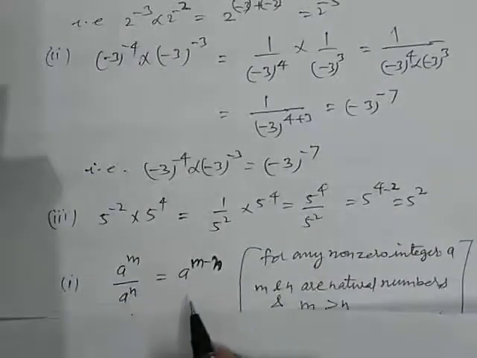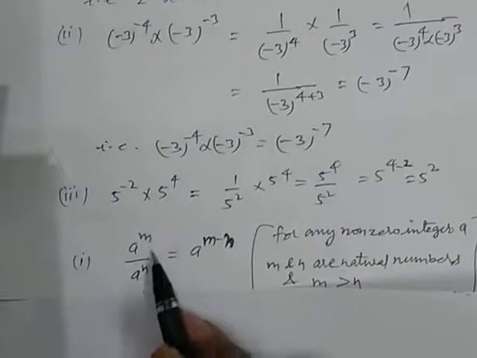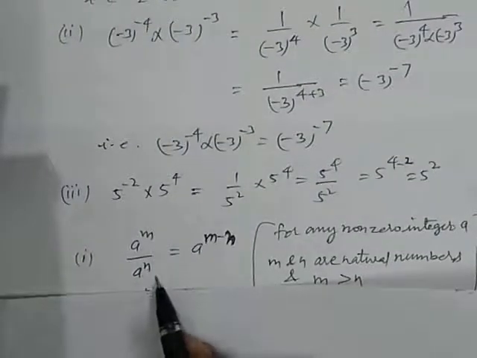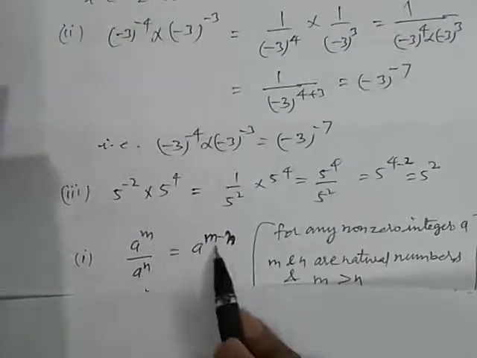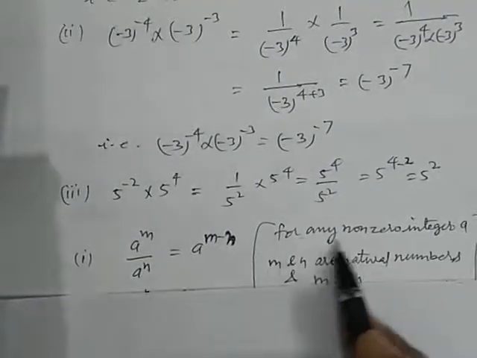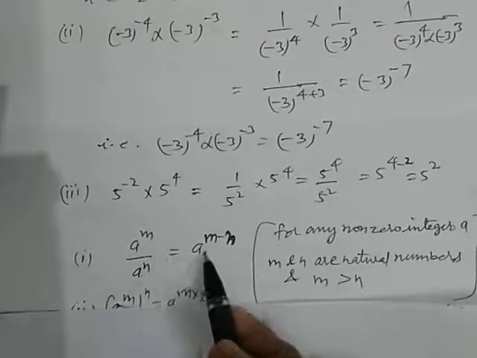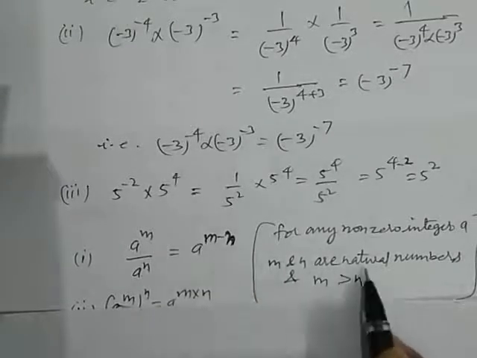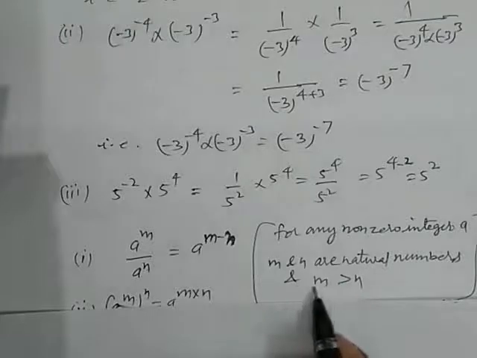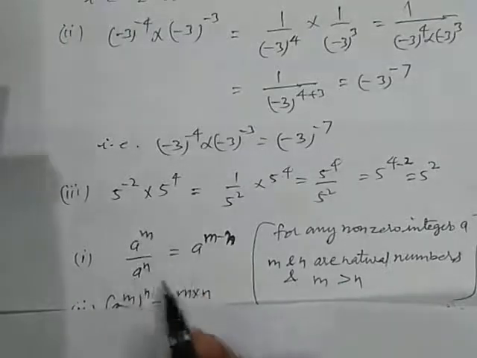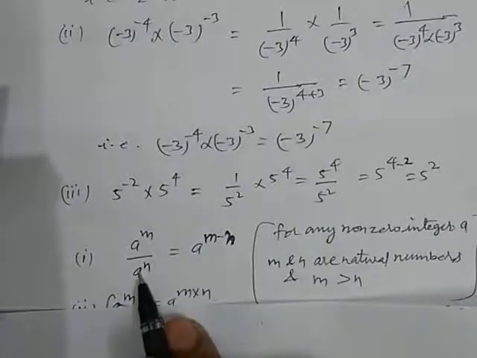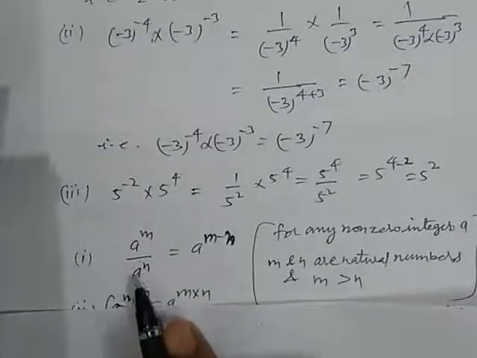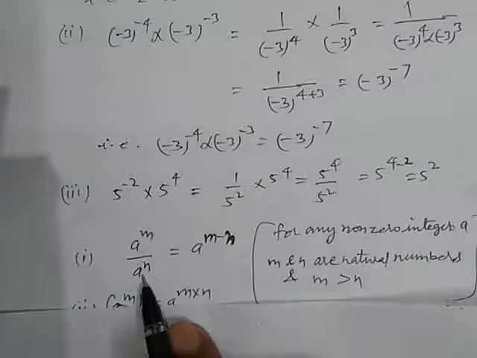Because the formula is a raised to the power m upon a raised to the power n equals a raised to the power m minus n. This power is subtracted. For any non-zero integer a, here a is the non-zero integer and m and n are natural numbers, and m must be greater than n. If m is smaller than n, then we put the number downside, that is in the denominator.